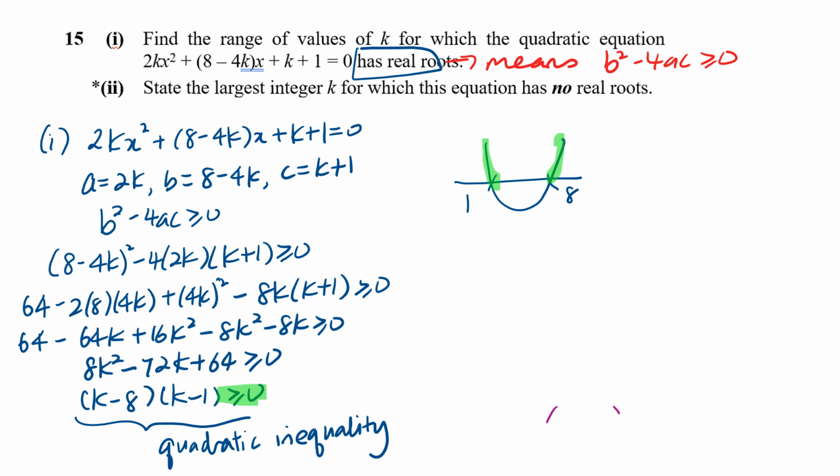In this case here, you're dealing with k, the values of k. So instead of the x-axis, this is your k-axis. So what are your corresponding k values? For the first highlighted region, the corresponding k values will be anything less than or equal to 1. And for the other highlighted green region, the corresponding k values will be anything that is more than or equal to 8.